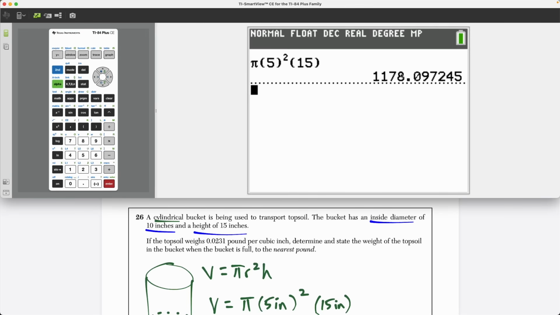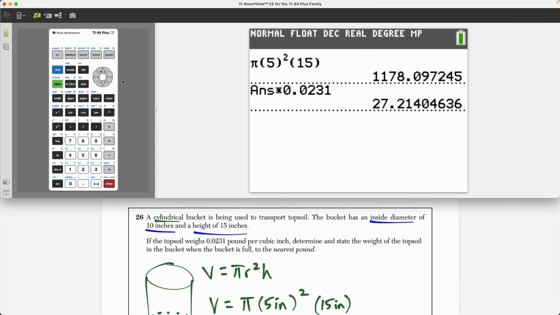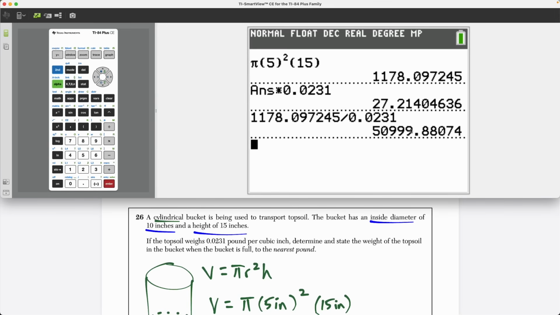Okay, so here what we're going to do with this information at the end is we're going to multiply by 0.0231. Okay, so we get this value here. Now, some students might make the mistake here of dividing by 0.0231 like this. But then ask yourself, does this answer make sense? Does it make sense if the weight of the bucket with the topsoil is close to 51,000 pounds? No. So please remember, common sense will get you very far in this world. When you get answers in math, ask yourself, does my answer make sense? The 27-pound answer makes way more sense than 51,000 pounds.